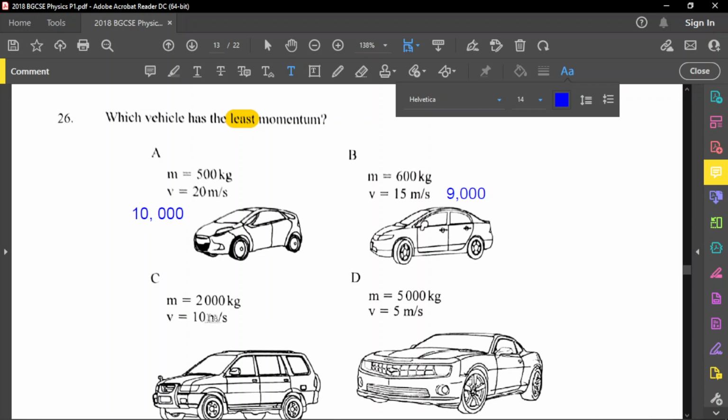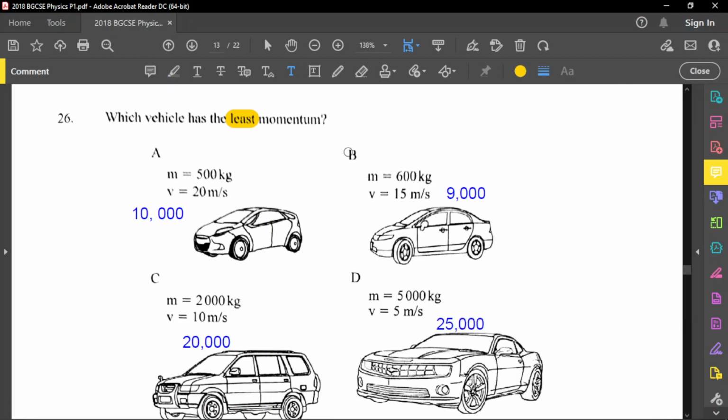And the one at the bottom here, which is C, is 2,000 times 10. That gives you 20,000. And then D, which is 5,000 times 5, gives you 25,000. And so the one with the least momentum here is B, which is 9,000. So B is our correct answer for that one.